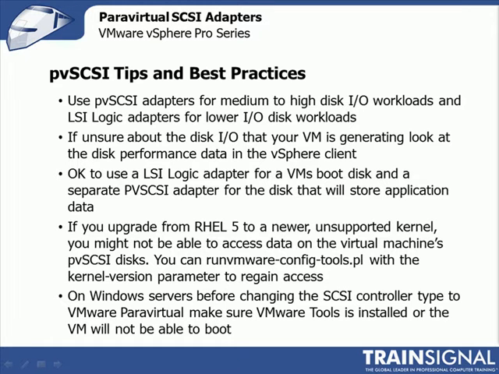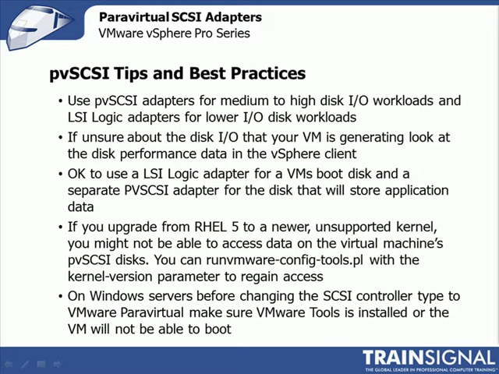Here are some tips and best practices for using Paravirtual SCSI adapters with your VMs. First, only use PV-SCSI adapters for medium to high disk I/O workloads, and use LSI logic adapters for lower disk I/O workloads. You may be tempted to use them for all your VMs, but you are better off only using them for VMs with workloads that will benefit from them. Remember, the LSI logic adapter performs better with lower I/O workloads. If you aren't sure about the disk I/O that your VM is generating, look at the disk performance data in the vSphere client to see how much disk I/O is occurring.